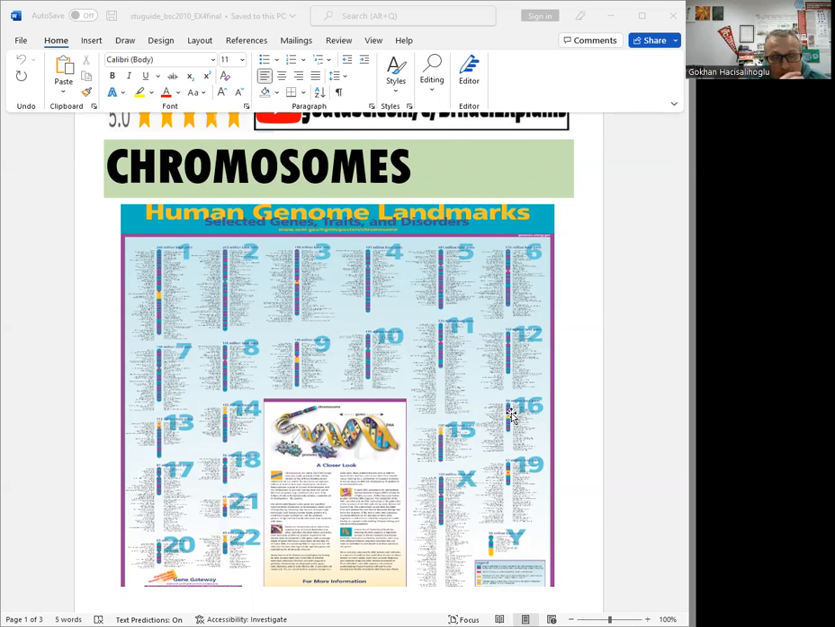So linked genes: you see here 23 chromosomes, basically 22 plus XX or XY, and each chromosome has many genes, maybe 1,000 genes on them, right? If 2 genes are on the same chromosome, like chromosome number 1 in this picture, they are called linked genes. They are linked to each other, and they don't follow Mendelian rules.